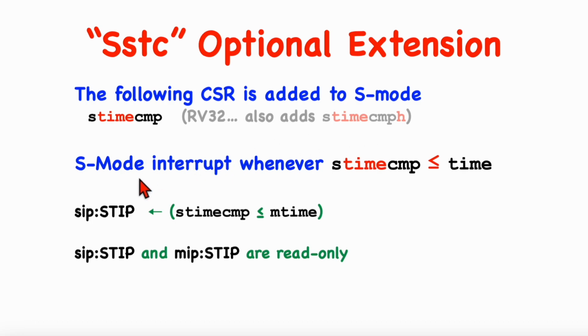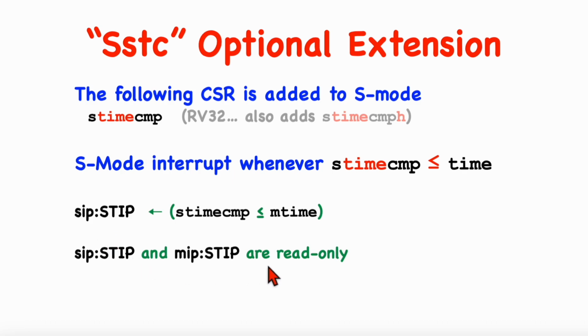With this extension, a supervisor mode timer interrupt will happen whenever the current time exceeds the value in the stimecmp register. Actually, what happens is that the value in the stimecmp register is constantly being compared to the current real time, and the result is reflected in the supervisor mode timer interrupt pending bit in the SIP register, the supervisor mode interrupts pending register.